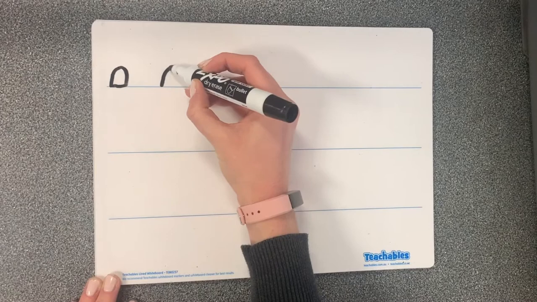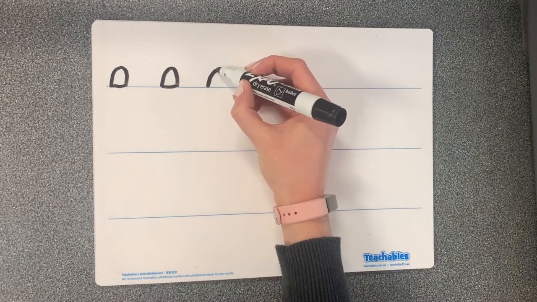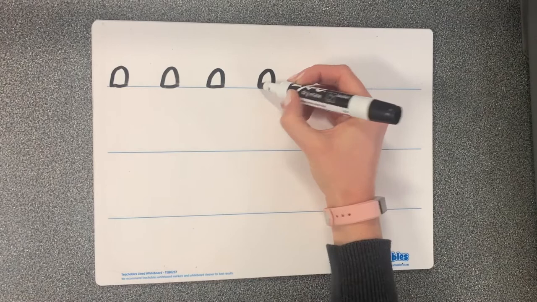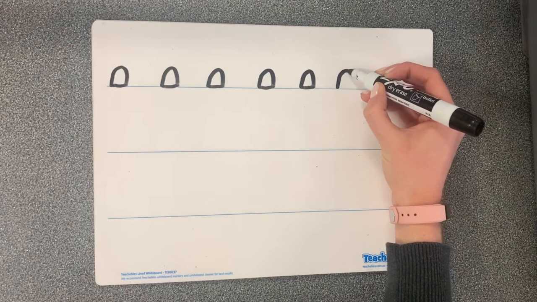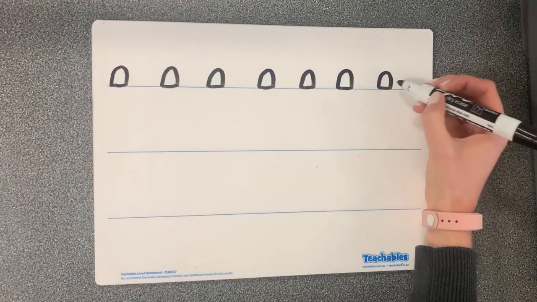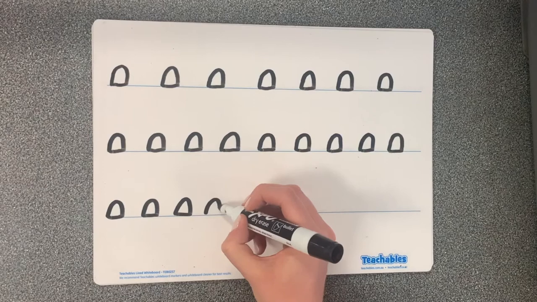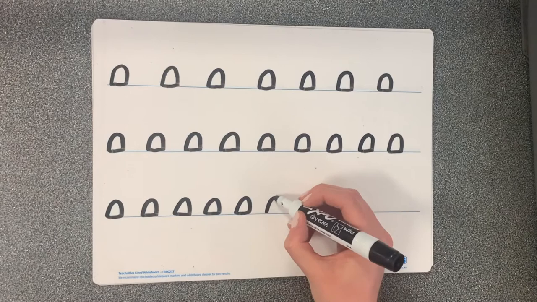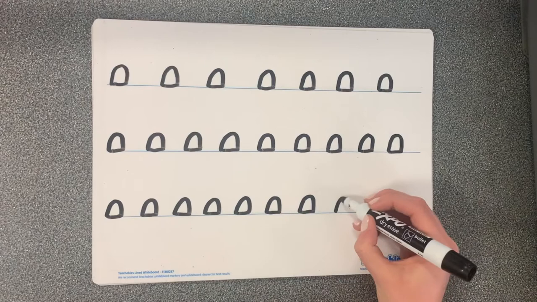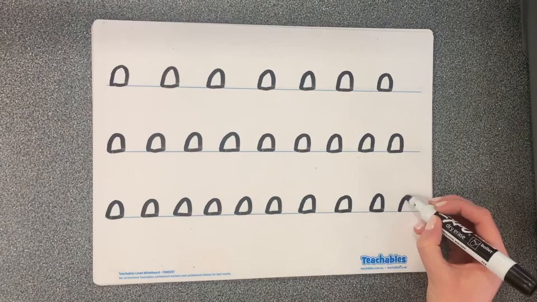As you shut the gate, it's going to go across the line. Shut the gate, gate, shut the gate. And you keep on going until you reach the end of the line. Make sure you do a nice curved shape for the gate, and shut the gate. You need this shape for the letter B and the letter P. Nearly done and finished.